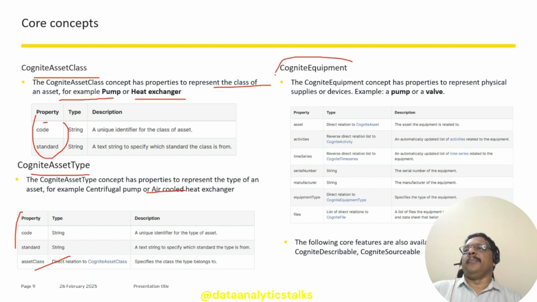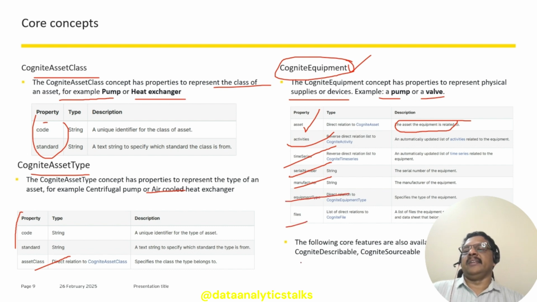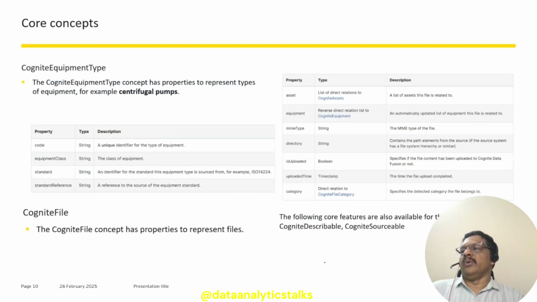Then Cognite equipment. Just like the Cognite asset, this is a very important data model. It represents the physical supplies and devices like a pump or valve. They are all equipment. It has an asset because it has a parent. Asset is equipment related to. It has activities. It has time series, serial number, manufacturer, equipment type, and files. This again implements the Cognite describable, schedulable, and so on.